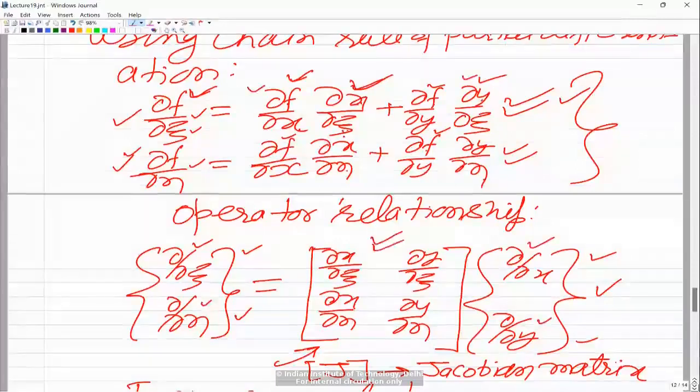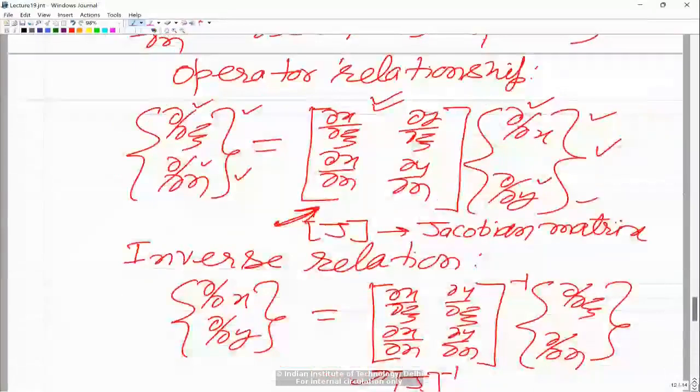So if you would have kept f also, you would have got del f by del xi, del f by del eta equal to this 2 by 2 matrix into del f by del x, del f by del y. And if you multiply these two right side matrix and vector, you will get exactly this equation. So that is what I have done. And then I said this is referred to as the Jacobian matrix. This del x by del xi, del y by del xi, del x by del eta, and del y by del eta is a Jacobian matrix. This is actually a kind of transformation between coordinates x, y and xi, eta. So this is the transformation Jacobian matrix. So we call it a Jacobian matrix.